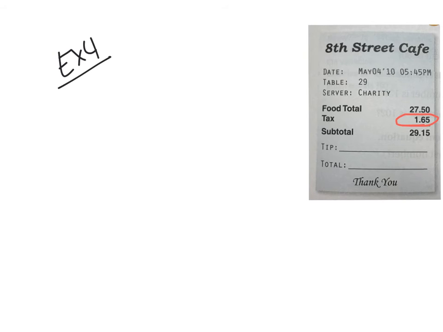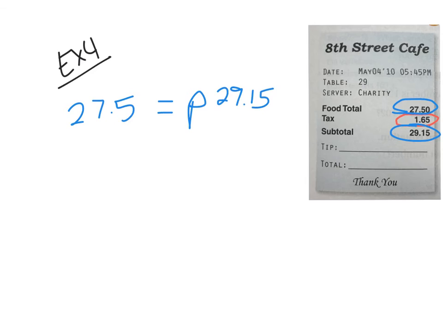Okay, so first of all, to find what the percent was, we're trying to find out what percent they charged us for sales tax. So we know the total, right? What's the total we got? 29.8. And then we know the part of the equation. So we can say 27.5 is, we don't know the percent, times 29.15. Right? Does that make sense on how he created that equation?